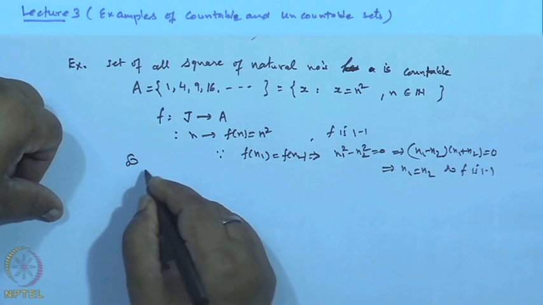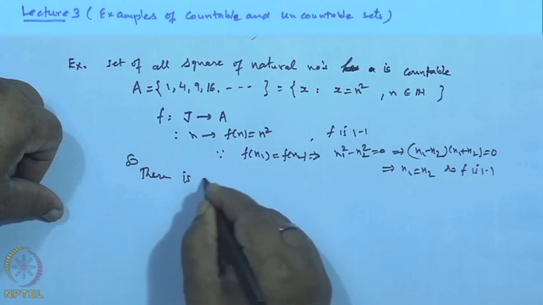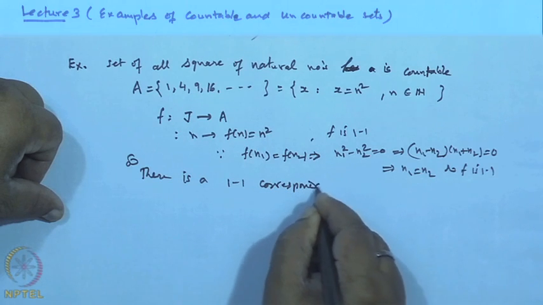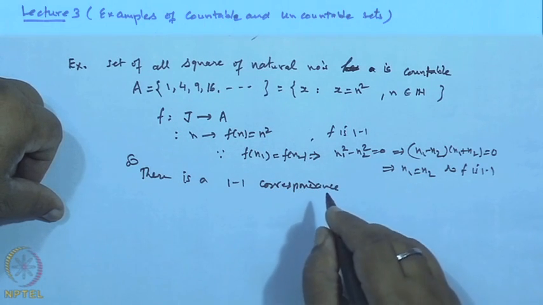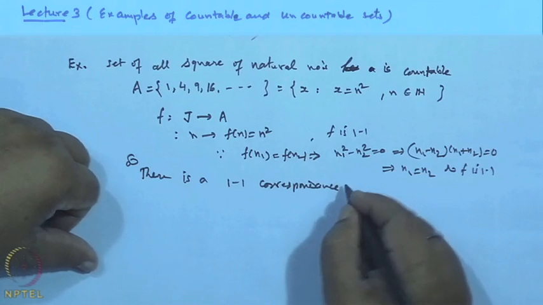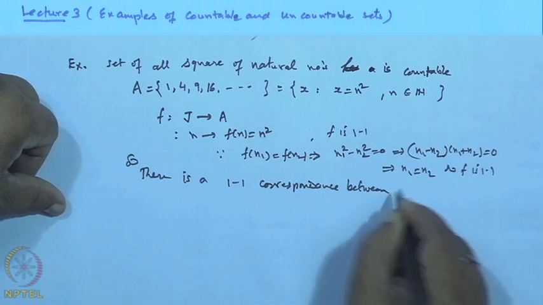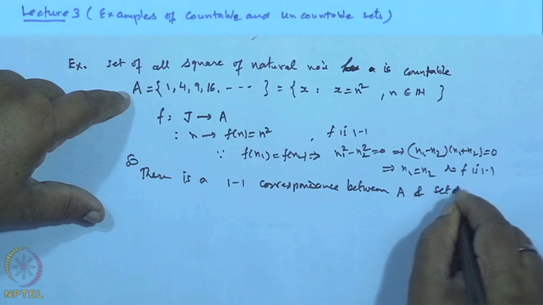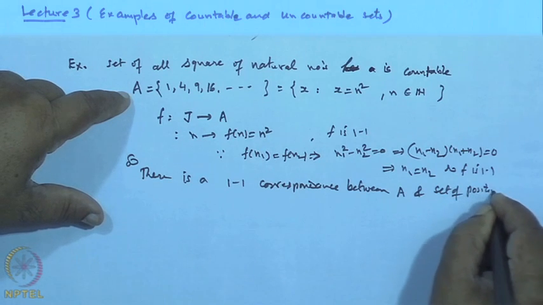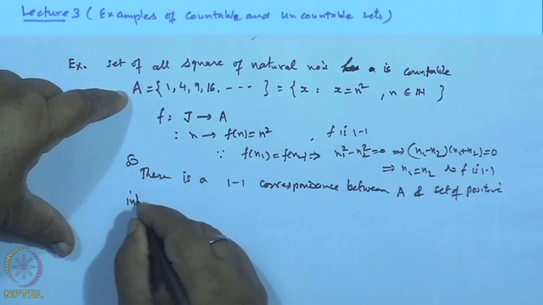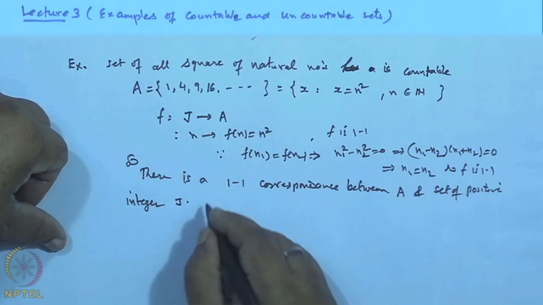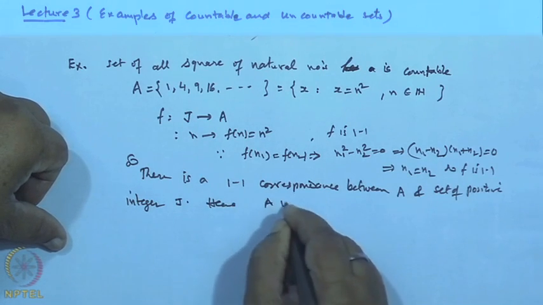Therefore, there is a one-to-one correspondence between the set A and the set of positive integers 1 to n and so on. Hence, A is countable.